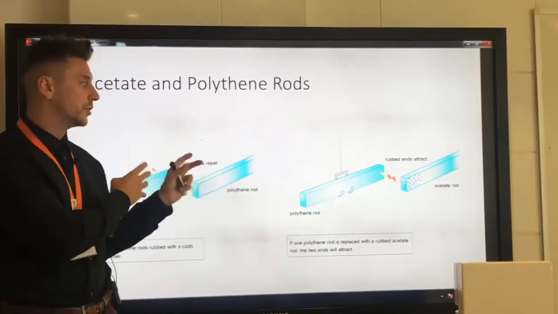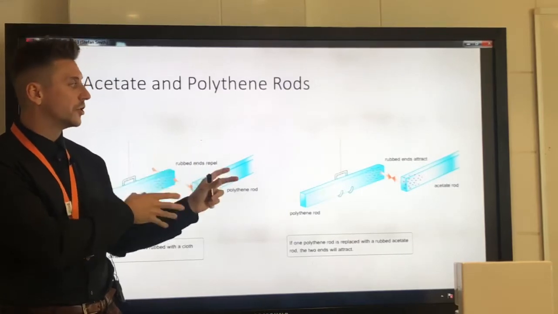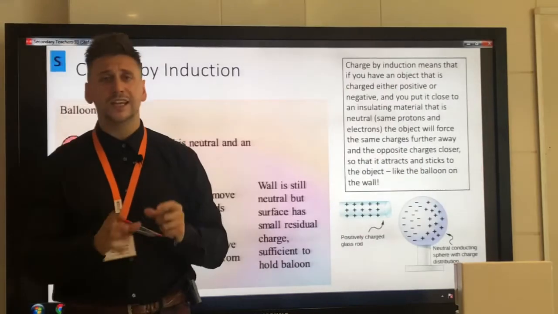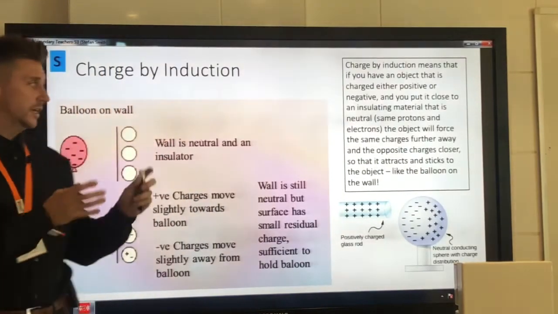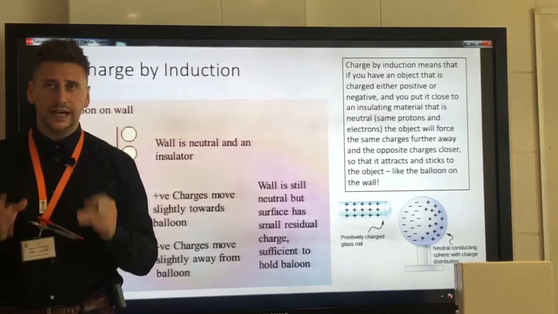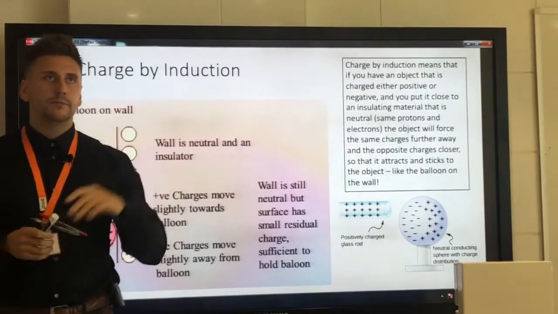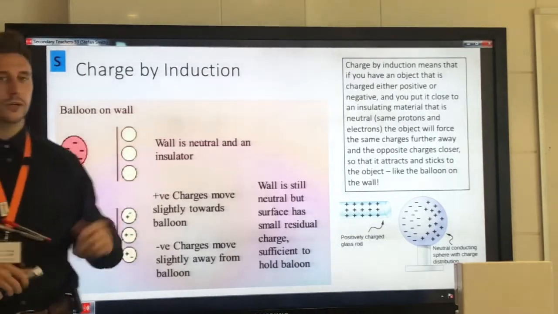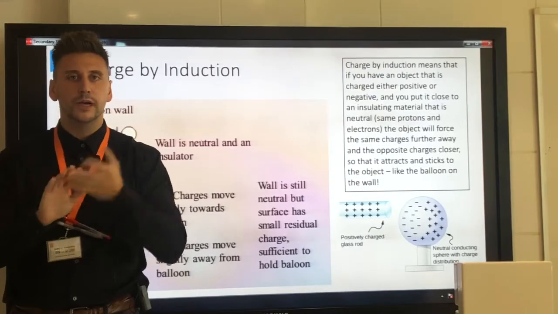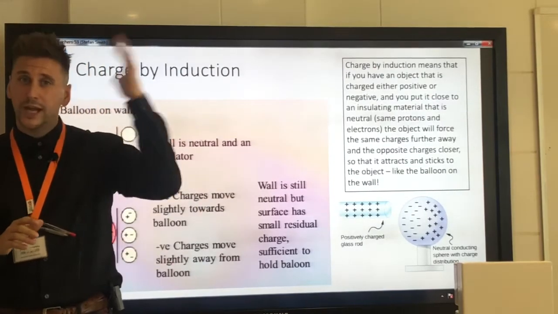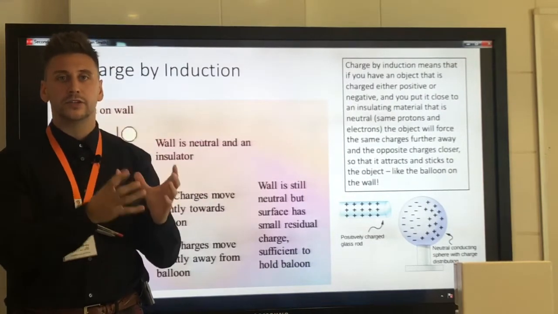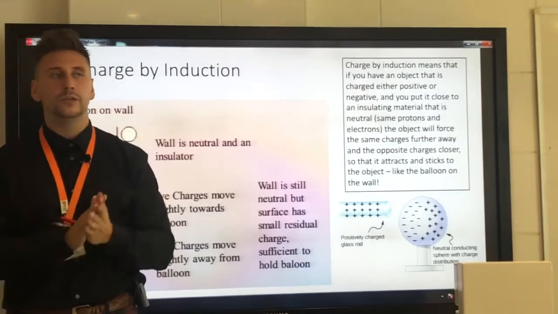So that's the first way you can charge an object and create static charge: charging by friction. Okay? The second way that you can charge in static electricity is called charging by induction. Now, slightly different. The best example to explain how you can charge an object by induction is a balloon. If you take a balloon, an insulating material, it's rubber, and you rub it on your head, what you're doing whilst you're rubbing the balloon on your head is charging the balloon by friction. So the friction between your hair and the balloon.